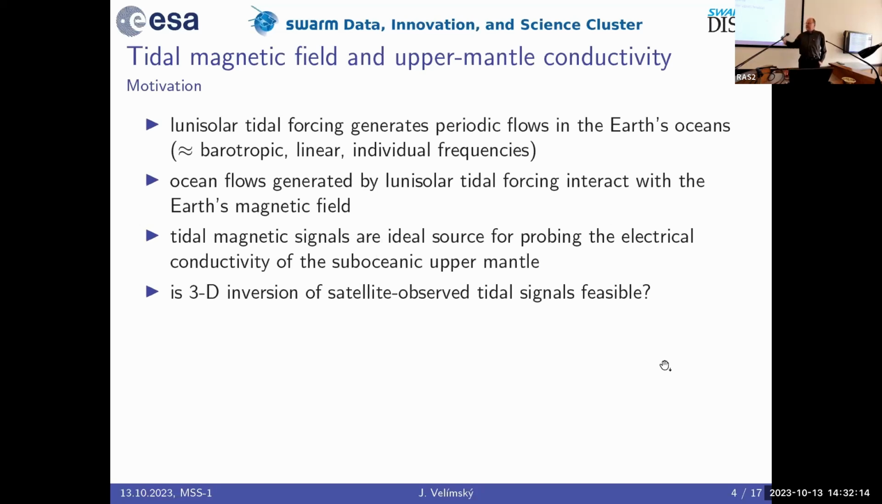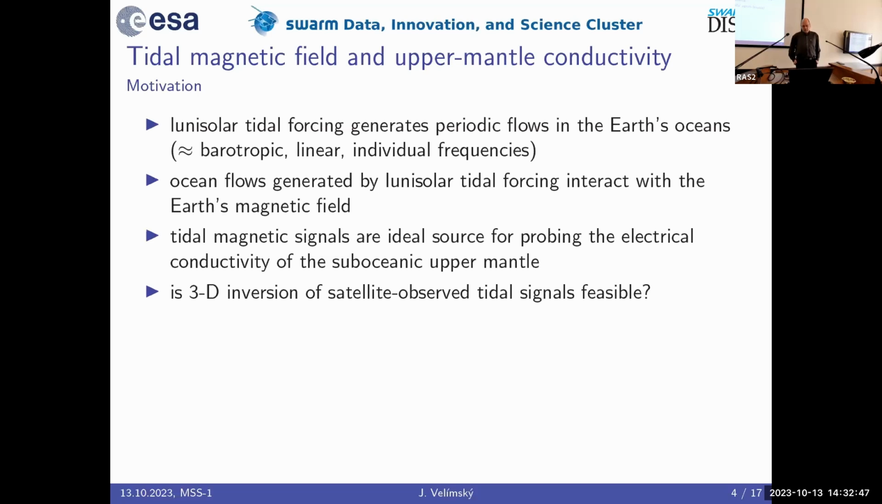In this case, we have the lunisolar tidal forcing, which generates periodic flows in the Earth's oceans. These are just two-dimensional flows. That means the velocities are the same across the depth of the oceans. And we split them with some approximations to individual frequencies like the semi-diurnal, diurnal, and so on. These flows generate the main field and generate signals which penetrate into the upper mantle. And it has been shown that they are sensitive to the upper mantle conductivity.